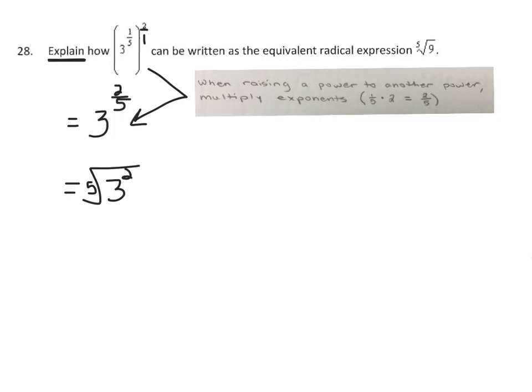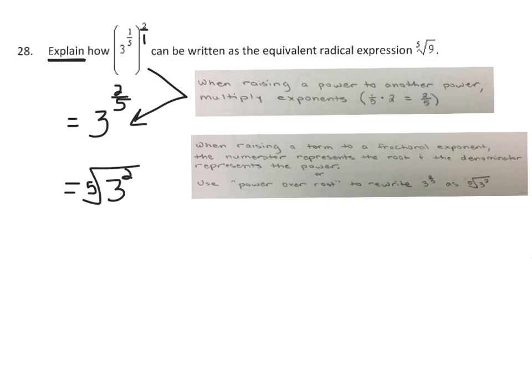All right, so let's write out the rule. What we did to get from this step to this step, we just used power over root to rewrite this. When raising a term to a fractional exponent, the numerator represents the power, and the denominator represents the root. Now from here it's really easy. All we have to do is 3 squared is 9, so that will lead us to the 5th root of 9, which is what they wanted us to get.